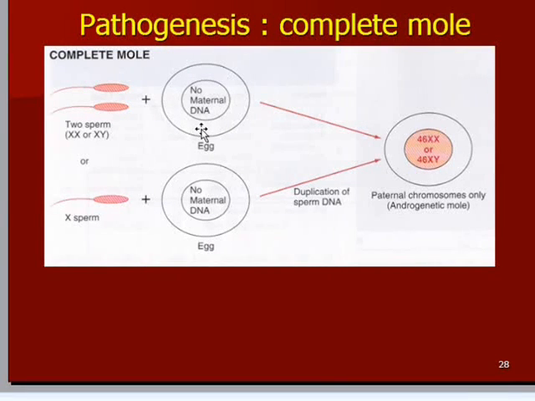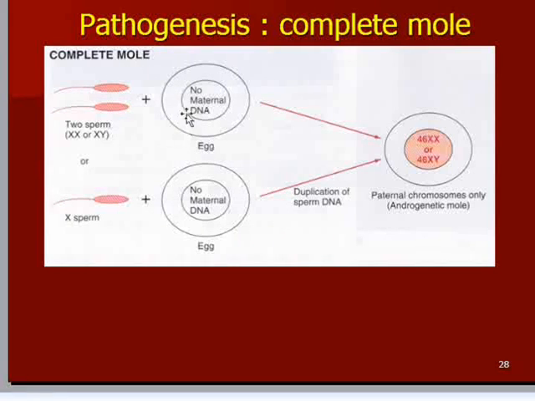Egg means ova, but it has no DNA. So it is an ova which is devoid of all maternal DNA. Now this particular ova is fertilized by two sperms. Each of these sperms is haploid. So these two sperms may be 2X, or 1X and 1Y. So this is the fertilization taking place.